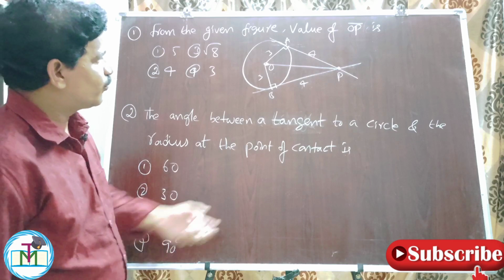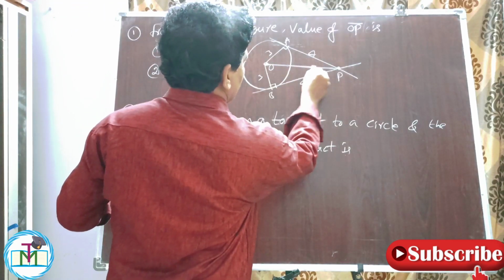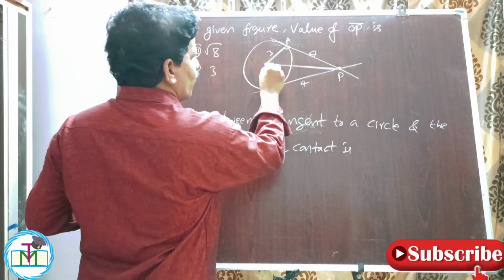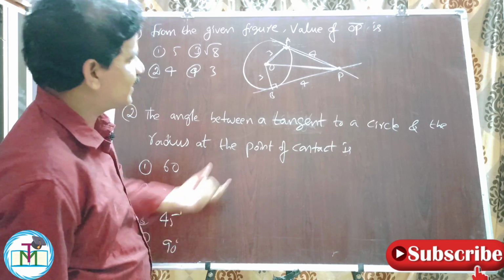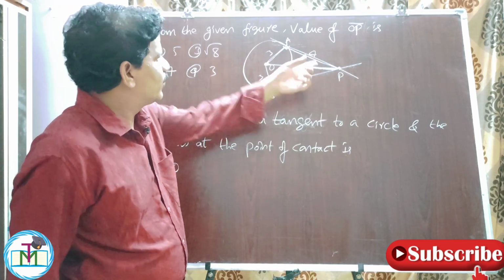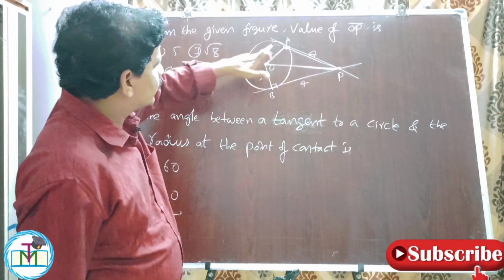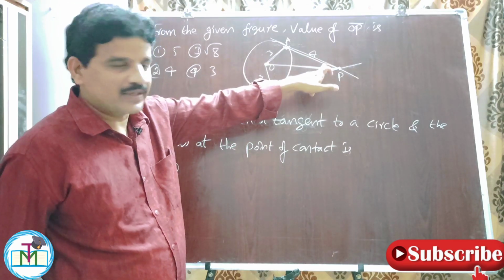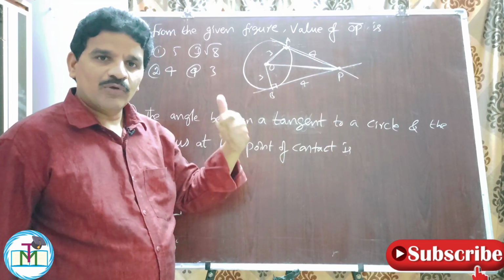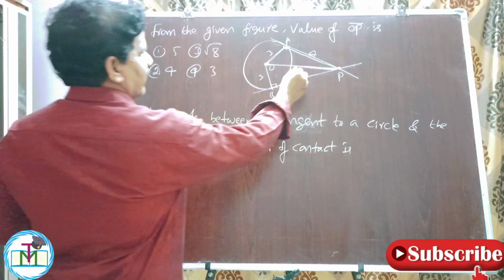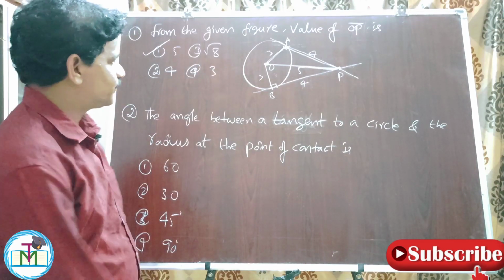So here what we want is the length of OP. Here AOP is a right angle triangle. By Pythagoras theorem, OP square is equal to side square plus side square. So OP square is equal to 3 square 9 plus 4 square 16, total 25. OP square is equal to 25, OP is equal to root 25, nothing but 5. Option 1, 5 is the right answer.